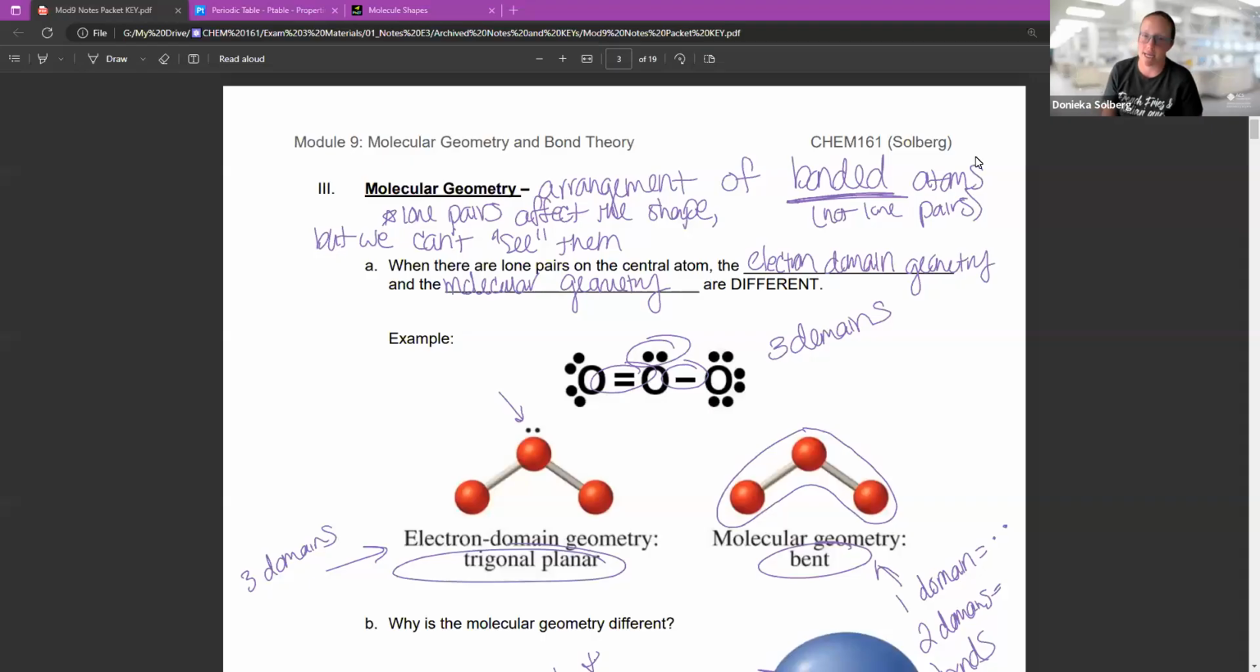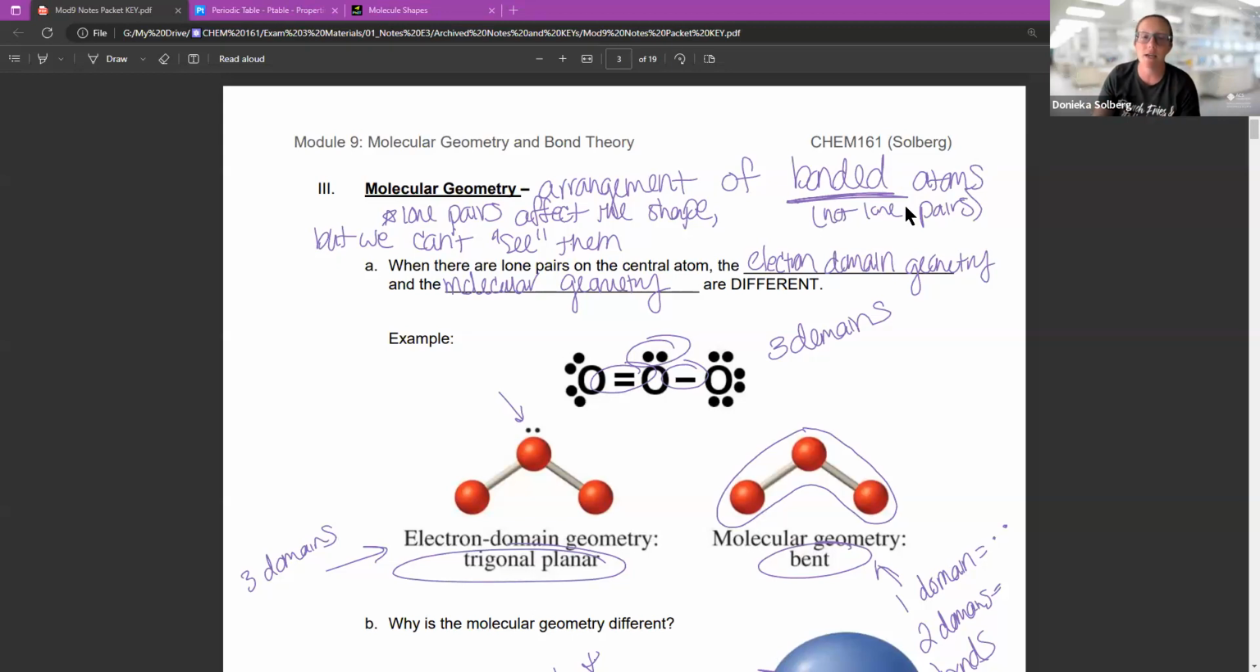Now on to molecular geometry. So what we were just talking about was electron domain geometry. Molecular geometry, on the other hand, can be a little bit different. And you'll notice in the definition, the difference is the arrangement of bonded atoms. Notice it does not say domain, so this is not including lone pairs.